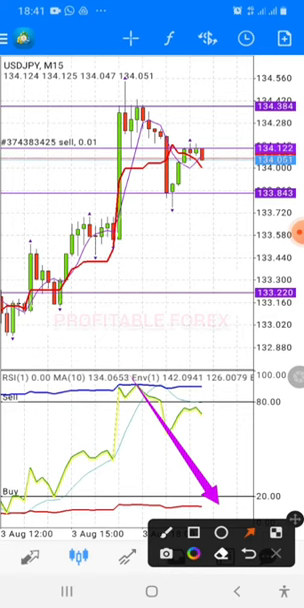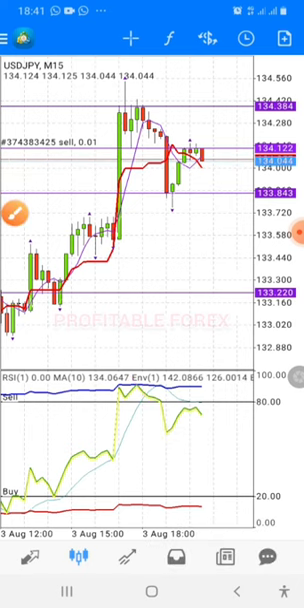Okay, and when you enter a trade, depending on your account size, make sure you take your profit at the nearest support zone or at the nearest resistance zone. Do not be greedy. Just take your profits, look at the markets, and wait for other opportunities for you to enter a trade. So this is the strategy.